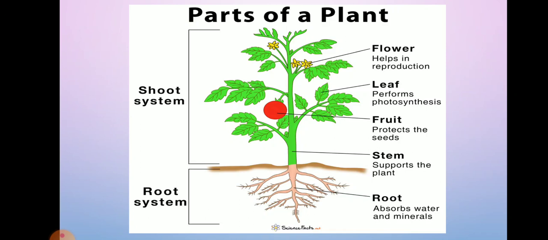And the function of the stem is to support the plant, to make the plant stand erect in its place. So this is the function of the stem. Fruit protects the seed. Leaf performs photosynthesis, we all know about it. And flower helps in reproduction. So this was a short description of the different parts of a plant and their functions. Now we are going to talk in detail about all the different parts of the plant. So we are going to start with roots.